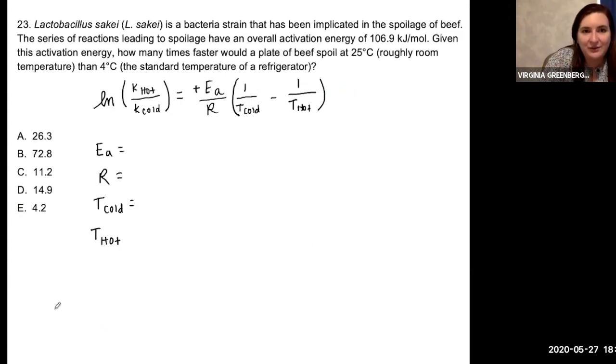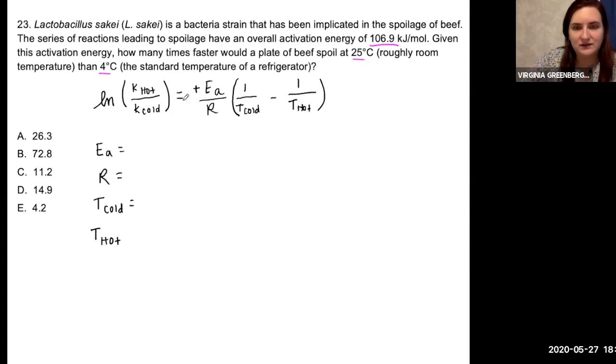So here we have a question where we're looking at the activation energy of some reaction, and we're thinking about changing the temperature and seeing how much the rate would change. And so for that, we're going to need the Arrhenius equation in the version where you combine 2 of them. And so here I have that.